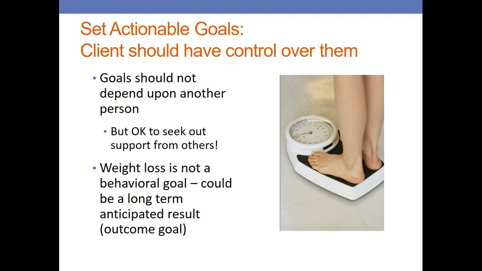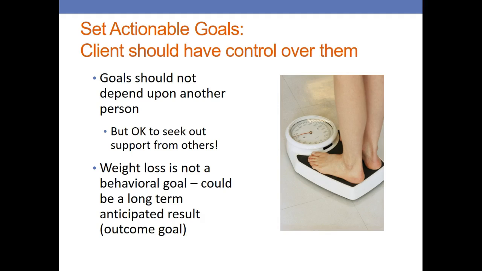When we say that the goals should be actionable, that means the client should have control over them. The clients can take that step or engage in that action. The goals should not depend on another person. It's absolutely okay, and I would even encourage clients to think about how they can engage their friends and family members as a support network and help them to stay motivated and on track. But the goal has to be about what the client will do, not what somebody else in their life is going to do.